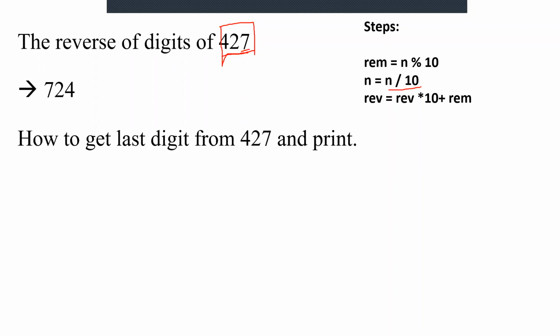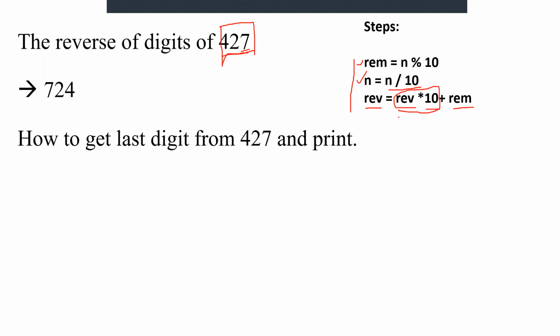And in the third step, instead of the variable called sum that we used last time, here we are using a variable called reverse. In the reverse variable, we are multiplying the previous value of reverse with 10 and then adding the remainder. So don't get scared of these 3 steps. The first 2 steps are the same, only the third step is different. In the previous problem, we were doing sum equals sum plus remainder. Here, instead of sum plus remainder, we have reverse times 10 plus remainder.